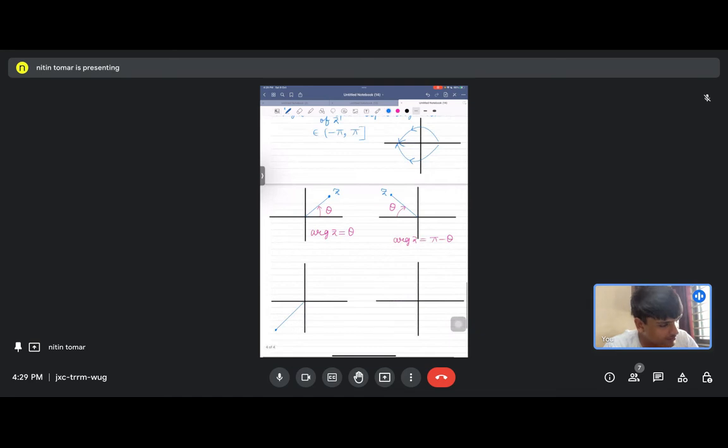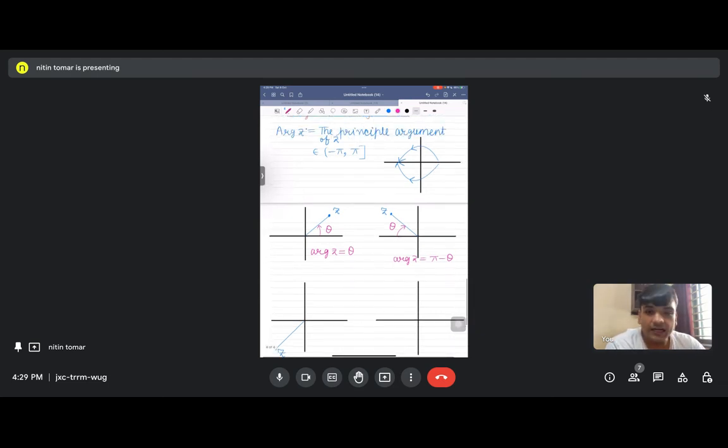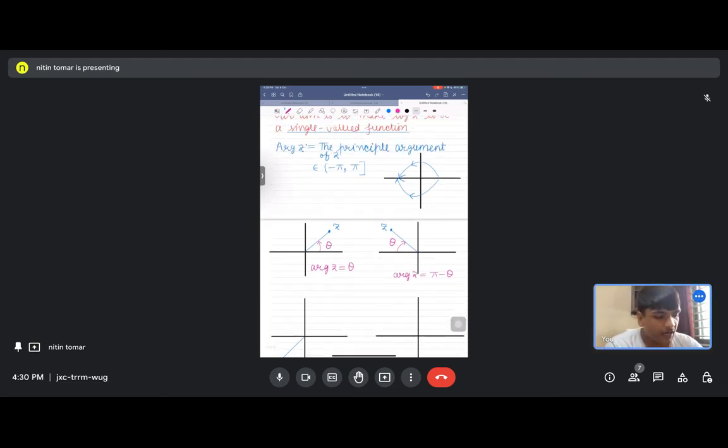Now if your z lies here, but it is not counterclockwise, sir. No, that I deleted now, because you were taking theta between 0 to 2 pi. I wrote this just to make you realize that this is wrong.